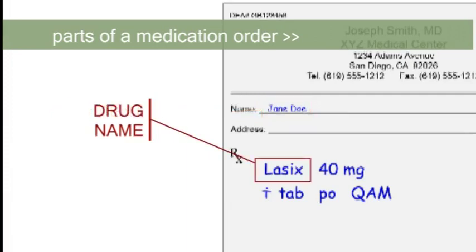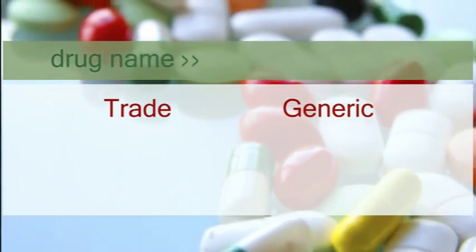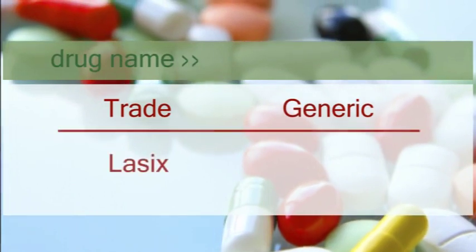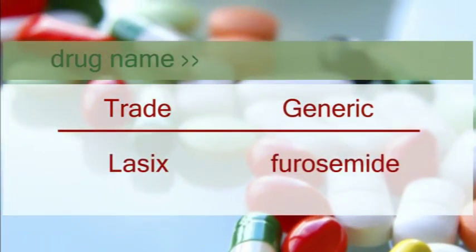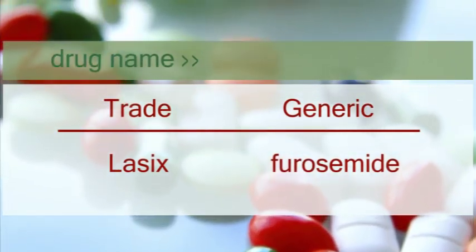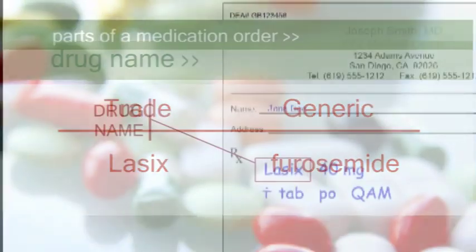The name of the drug. The physician may list the drug either as a trade or generic name. For example, the physician may write Lasix, or the physician may write furosemide. If you are ever confused about a trade or generic name conversion, always check with your pharmacist.